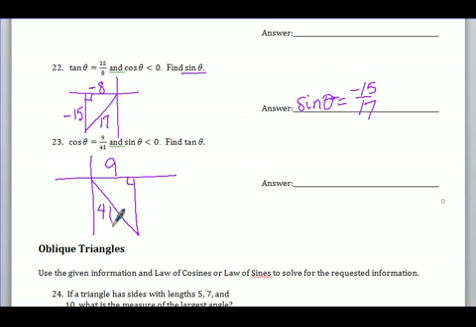You can do the Pythagorean theorem. You find out that the y side is equal to 40. And since we are in quadrant 4, it's going to be negative. We have all three numbers on our reference triangle, and we're ready to find our requested information. They're asking us to find tangent. So tangent theta is equal to y over x, which in this case is negative 40 over 9.